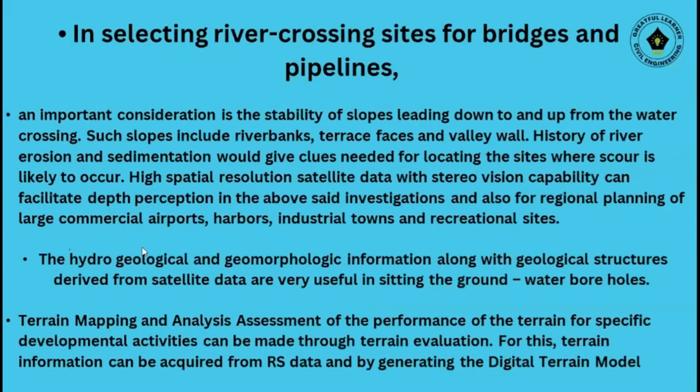Now, in selecting river crossings and pipelines, the considerations include slopes, river banks, terraces, and valley walls. The history of river erosion and sedimentation gives clues needed for locating the sites where problems are likely to occur. Hydrogeological and geomorphologic information along with the geologic structure is used in selecting water crossings and pipelines with the help of remote sensing.